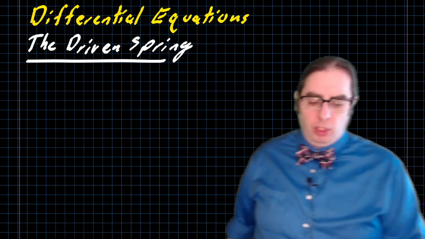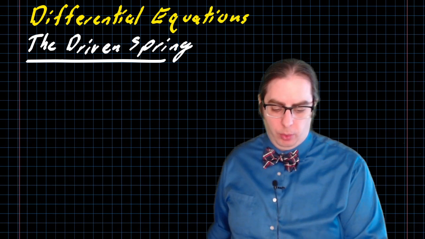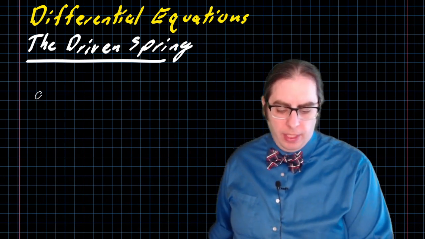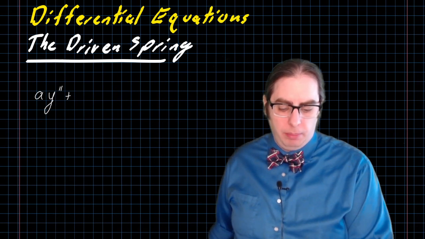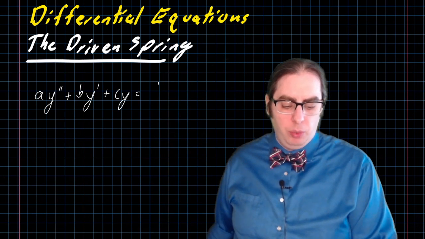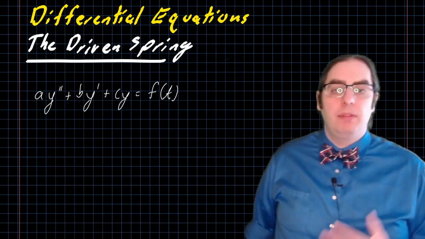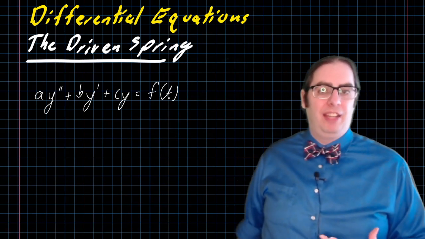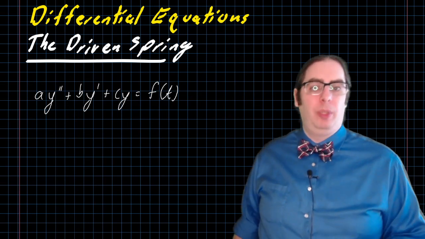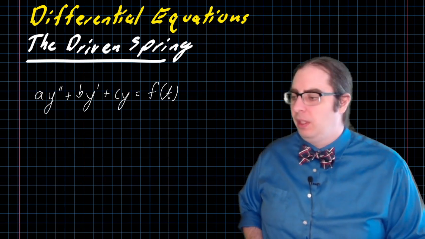In the last few videos, we've been looking at non-homogeneous second-order differential equations: a times y double prime plus b times y prime plus c times y is equal to some function f of t. And I've referred to this function a couple of times as a driving function. In this video, I want to talk about why we call it that, what we mean by that, and what's going on here.